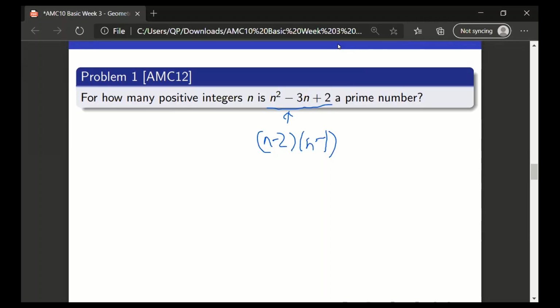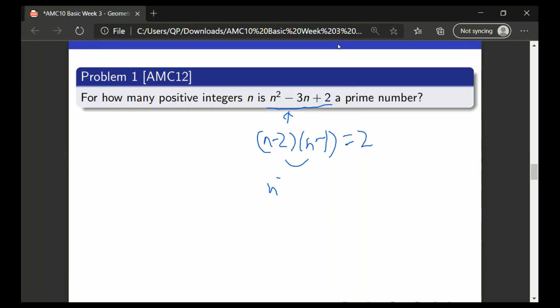Now we can see that these are two consecutive integers, and that means at least one of them is even. But there are almost no even primes. The only even prime is 2. Since we want it to be a prime number, that means (n minus 2) times (n minus 1) must equal 2.